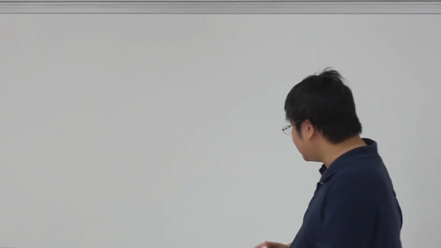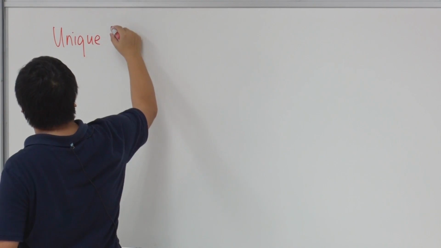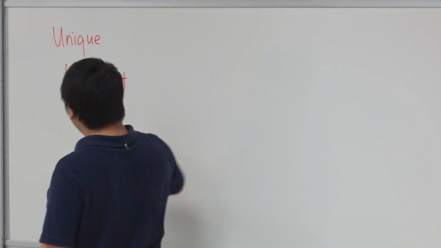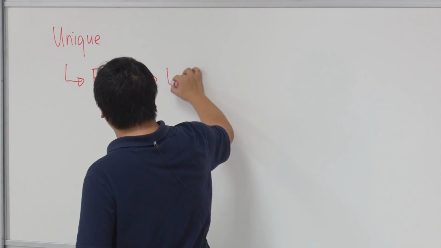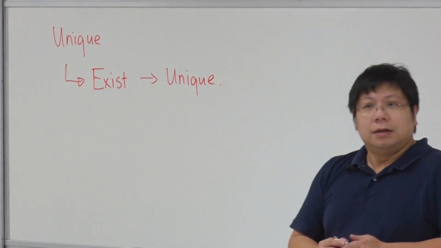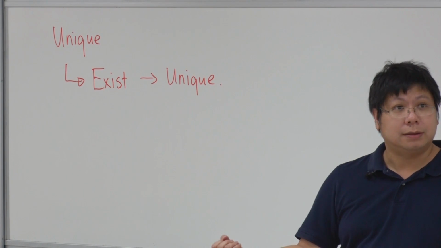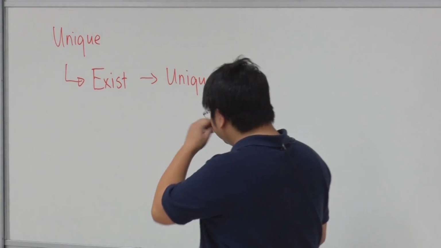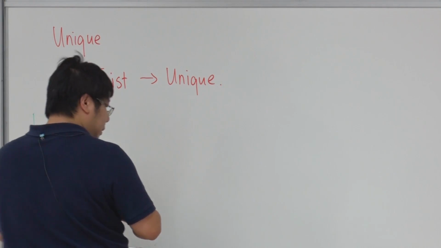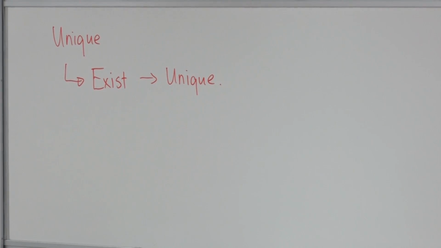So here, this is what I mentioned last time. If you want to show that something is unique, what you are going to do is you first show that it exists. And then you want to show that it is unique. So first of all, it must exist. And now, if it exists, then there are no two other ways, so it is going to be unique. Okay, so the proof is like this.